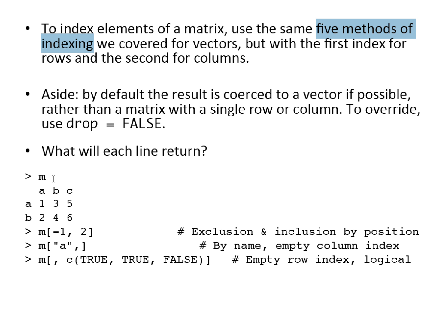Same with the data frame. We'll use a comma to delineate between an operation on a row and then an operation on a column. So here this is saying, give me everything except the first row, and the second column. And here, give me the row that's named A, and give me everything in the columns. Give me everything in the rows, and first column, second column, not the third column. Okay, try these out and see what you get.